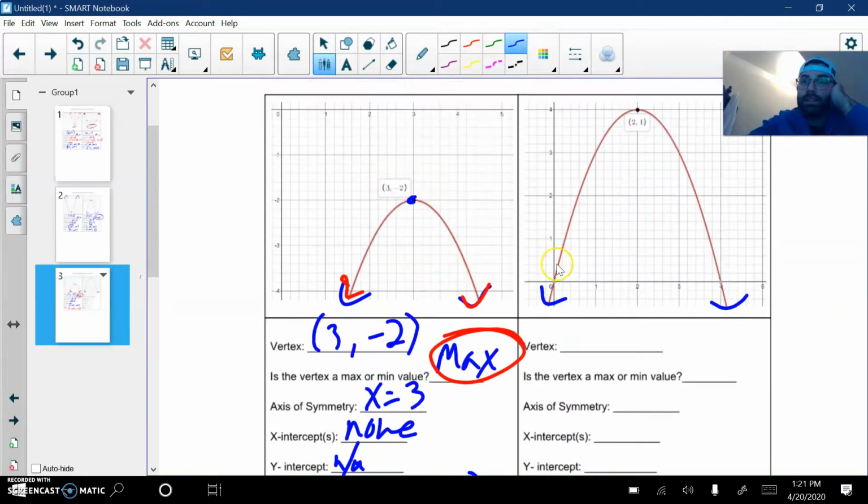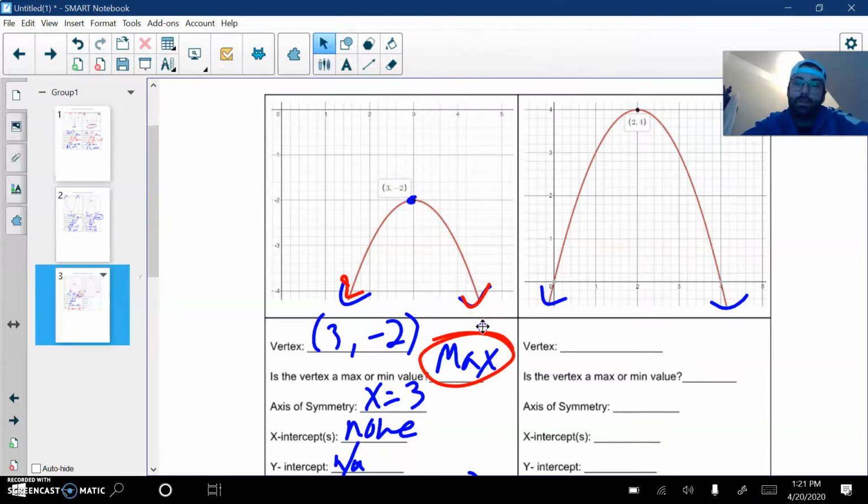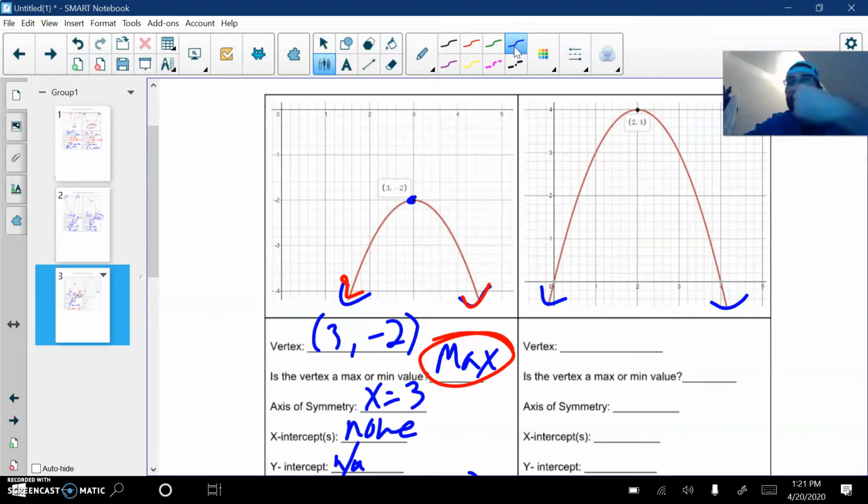All right, let's look at the last one, number 6. I'm ready. Are you ready? I'm so stoked. Can you tell? Can you hear it in my voice? I'm excited. All right. So our vertex is the highest possible point, (2, 4), which makes this a maximum.